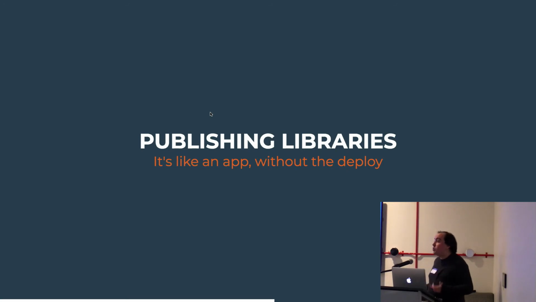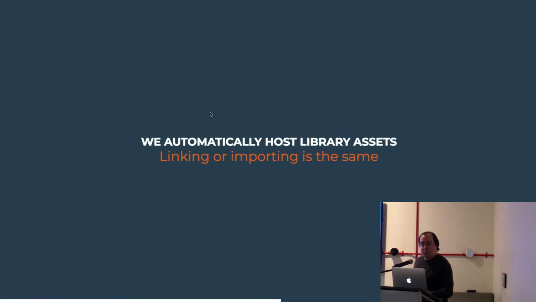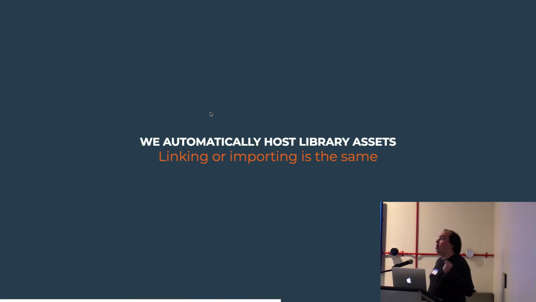Now that's for apps. What about libraries? Well, for us, libraries work like apps, except there's no deploy step. We have the same deal with the published branch. Every time you merge to that branch, it's just going to go and update. We automatically host all the assets with every build.